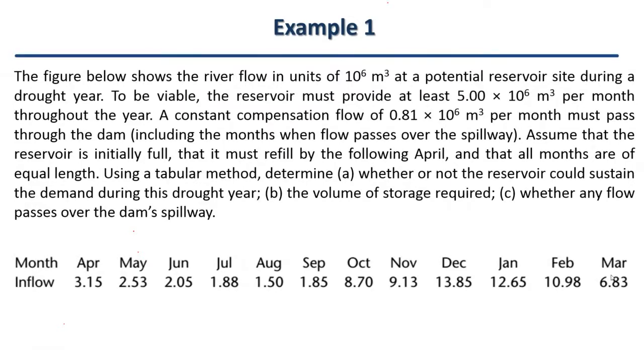So anyway, that is something we want to see. This compensation must pass through the dam, including the month when the flow passes over the spillway. Assuming that the reservoir is initially full and it must be refilled by the following April, let's say. So we are trying to have a similar, consistent trend. All months are equal length. Using the tabular method, determine whether or not the reservoir could sustain the demand during this drought year; B, the volume of the storage required; and C, whether the flow is passed through the dam or not.